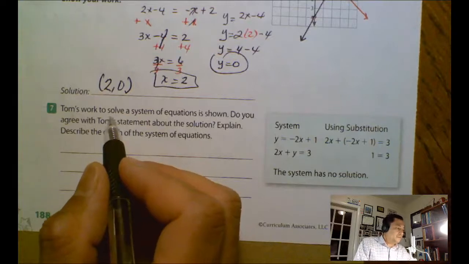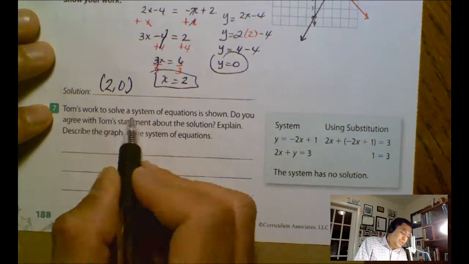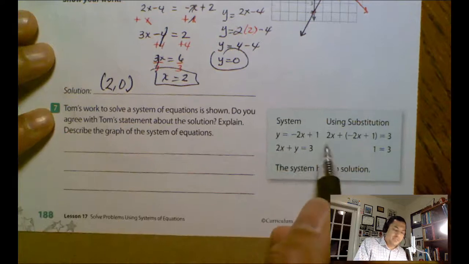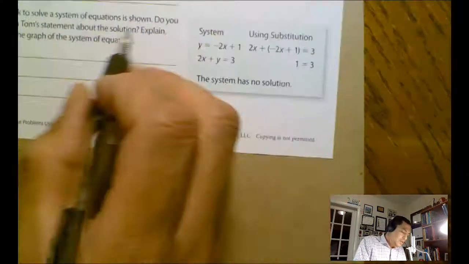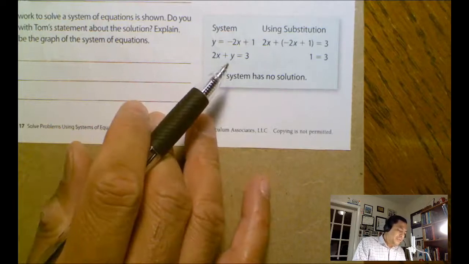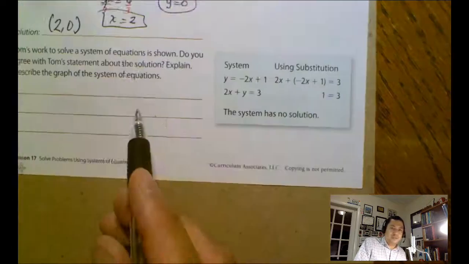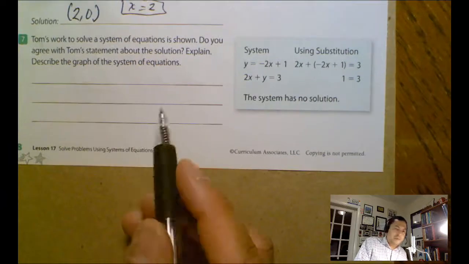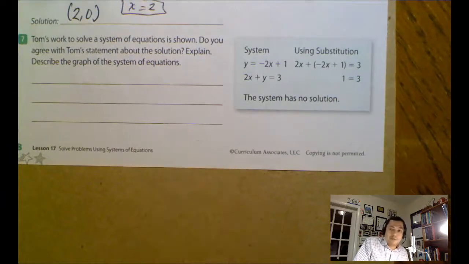Okay, problem number 7. Tom's work to solve a system of equations is shown in this square. Do you agree with Tom's statement about the solution? Explain. Describe the graph of the system of equations. Now I'm going to move here. Okay. So in this case, yes, I'm going to agree with him.